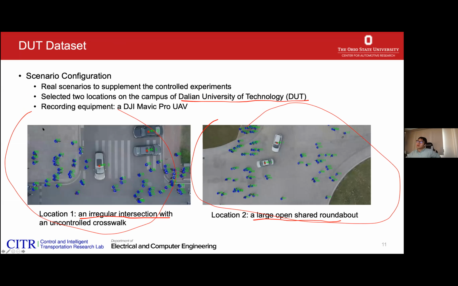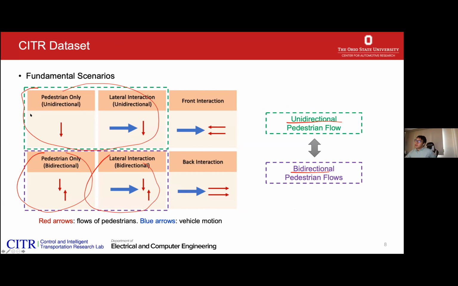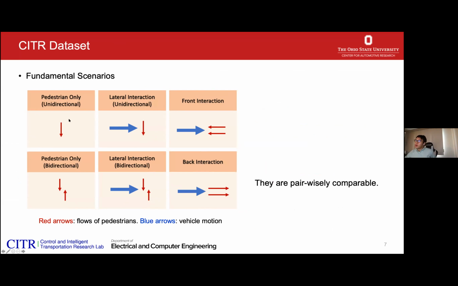Okay, so why do we have two different datasets here? First of all, the motivation is quite different. As you can see in the controlled experiments, we have different types of scenarios. And these scenarios are typical vehicle pedestrian interaction scenarios. As you can see from this figure, we have lateral interaction, or front interaction, or back interaction. So those are the typical scenarios.